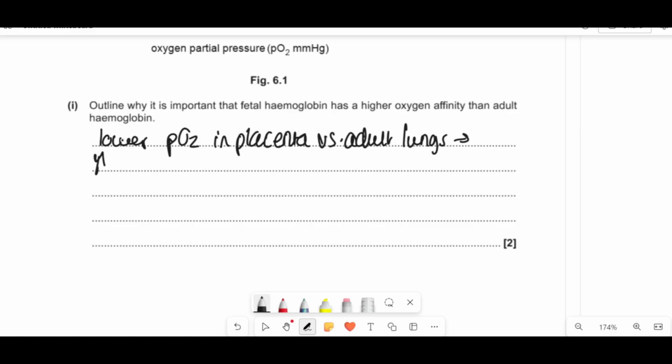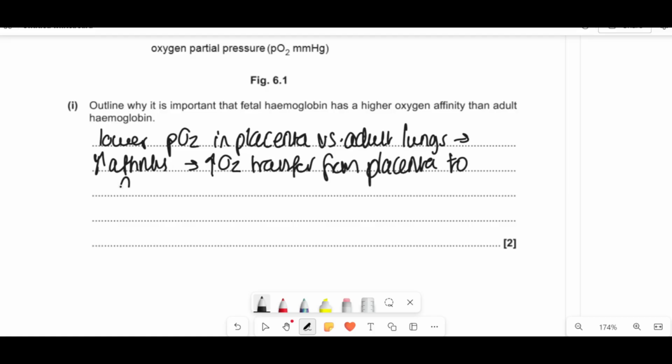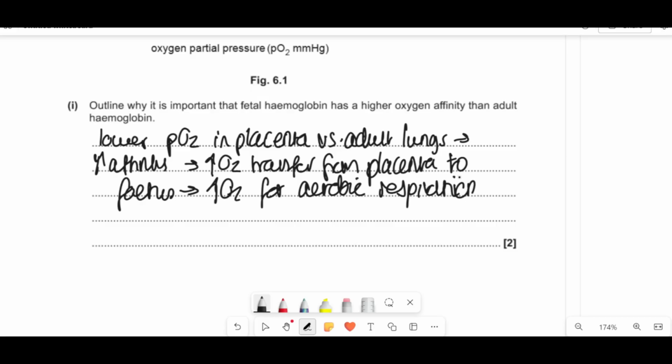Therefore, a higher affinity means there's more O2 transfer from the placenta to the fetus because it grabs it more. If that's the case, then there's enough O2 for aerobic respiration. Generally, if you're talking about amounts of oxygen, it's a pretty good thing to talk about aerobic respiration and ATP production, because that's what we need it for.